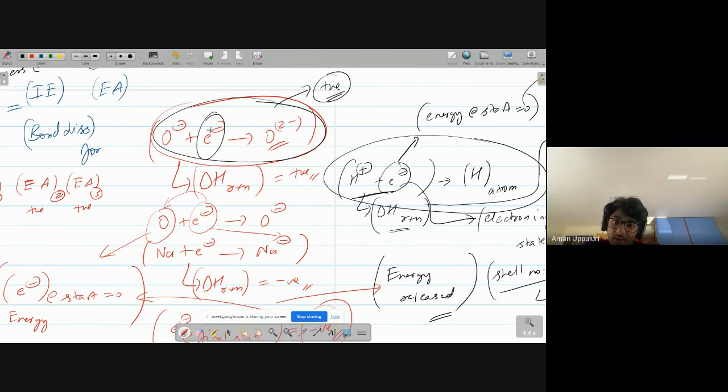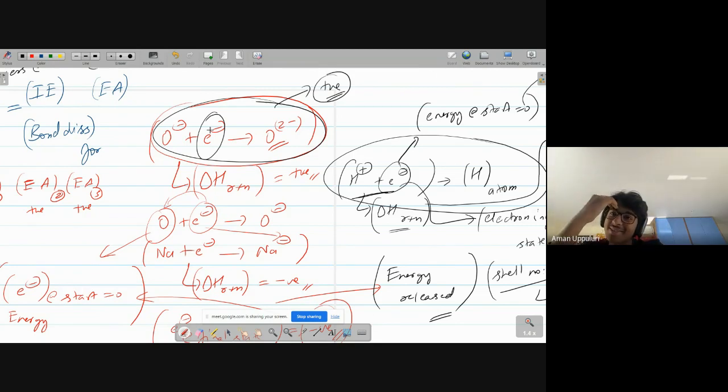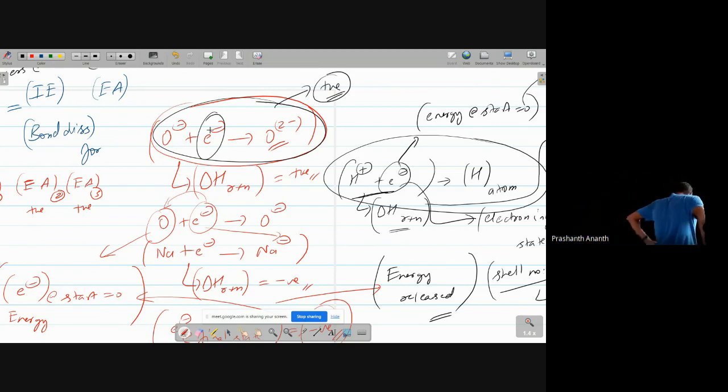What will happen if both of them are negatively charged, when you are bringing them together? They'll repel. Yes. Okay, got it. Explain then, if you got it.